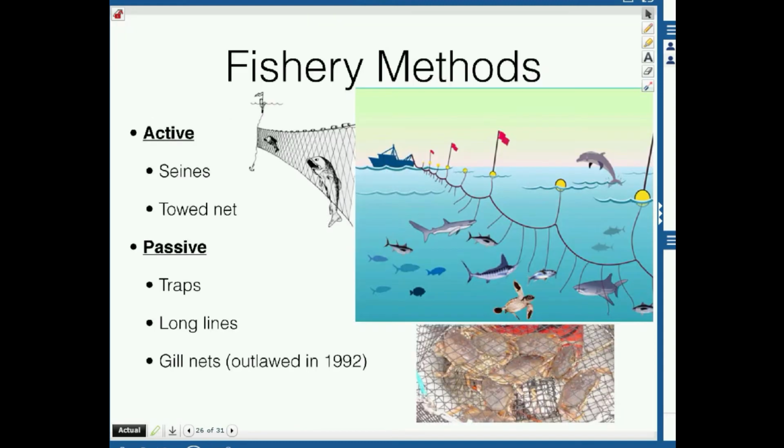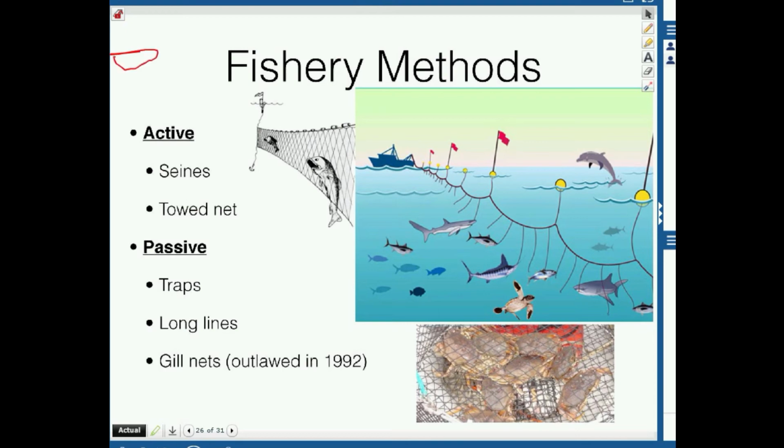Okay. So there's a couple ways we can catch fish, and some of them have benefits. There's pros and cons to all of them. So active ways to catch fish is a seine net or a tow net. So this is where, for example, let me try and draw a picture where you'd have a boat. I'm going to try my best to draw the picture.